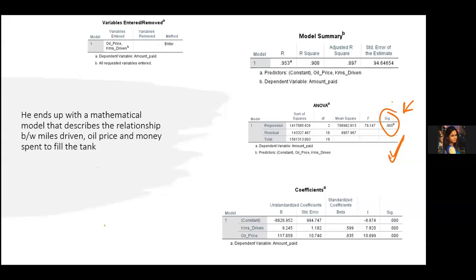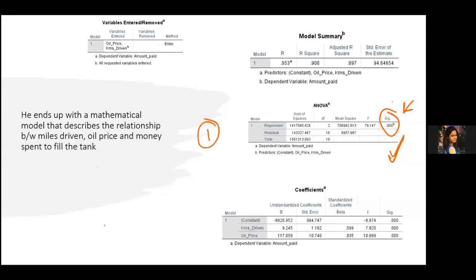Yeah. Tell me in terms of dependent independent variables, because तुम्हें लिखना ऐसे ही पड़ेगा. You have to write it in terms of dependent independent variables. That oil price and kilometer driven is a good predictor of amount paid. Yes. So that is done. That is the first thing.